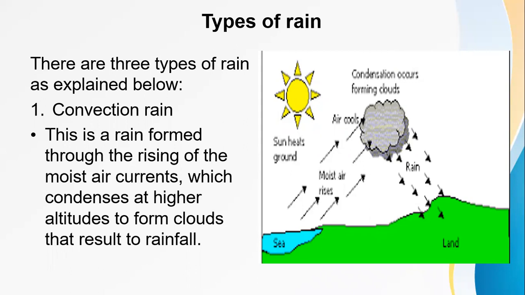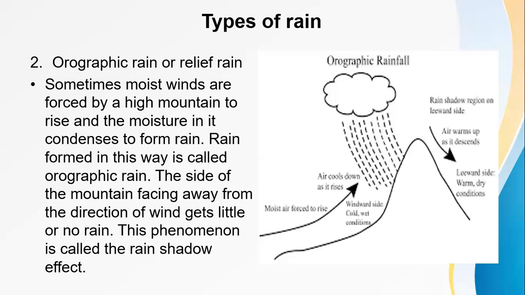As you can see in the diagram, these moist air currents condense at the higher altitudes, because at higher altitudes it becomes cool. So they condense to form clouds, which then result in rainfall. The other type of rainfall is orographic rain or relief rain. Sometimes moist winds are forced by a high mountain to rise, and the moisture in it condenses to form rain. The rain that is formed in this way is what we call orographic rain.